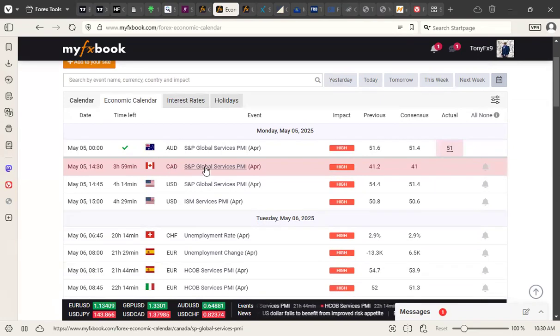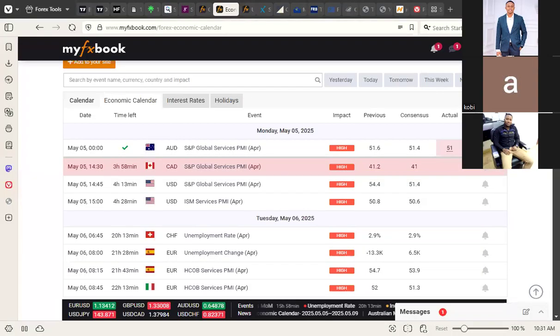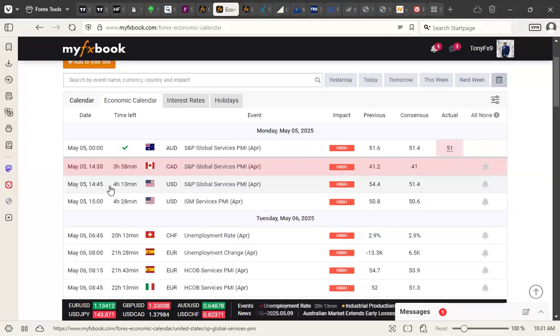Meanwhile, for CAD, we have the global service PMI by 2:30. If you go higher than 41, it is going to make CAD strong. If you go lower than 41, it's going to make CAD weak. Then by 2:45 we have the US S&P Global Service PMI. If we have a figure higher than 51.4, it should make the dollar strong. If we have a figure lower than 51.4, it should make the dollar weak.